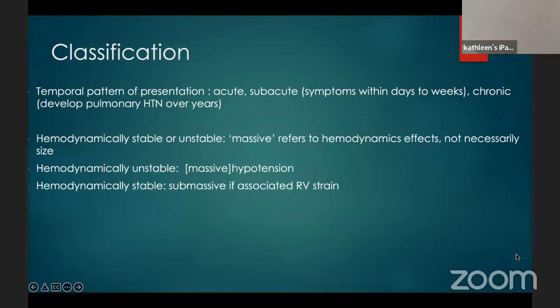Hemodynamically stable or unstable: a massive PE actually refers to hemodynamic effects, not necessarily the size of the PE. Hemodynamically unstable patients or massive PE present with hypotension, tachycardia, and shock. In hemodynamically stable patients, PE is referred to as submassive if associated with right ventricular strain.